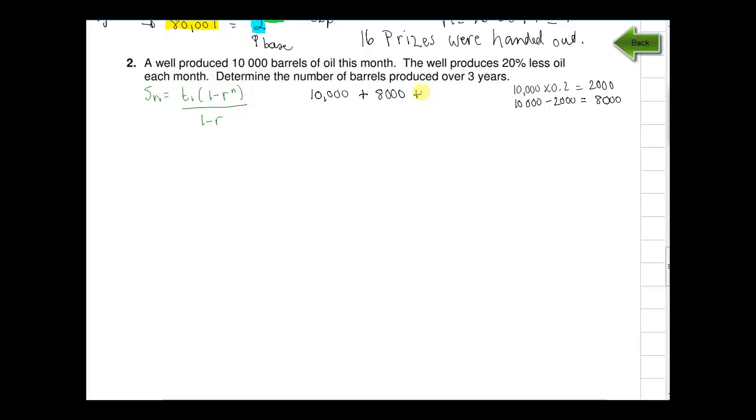And let's just work one more out. So let's figure out what the third month is. So that's 8,000 times 0.2, which gives us 1,600. And 8,000 minus 1,600 is 6,400. And so our third term in our series is 6,400.